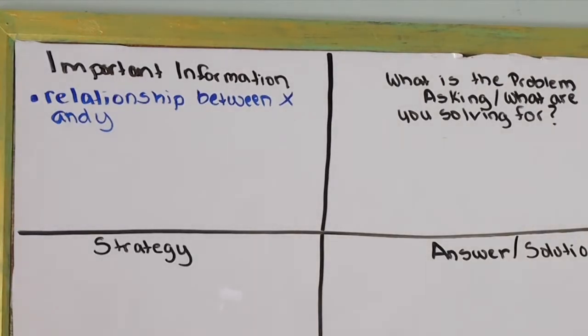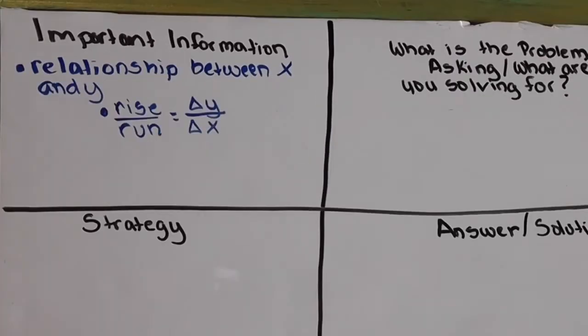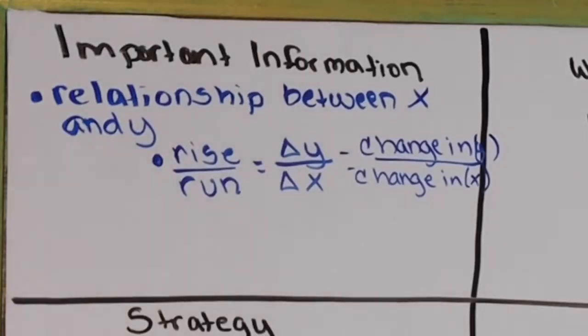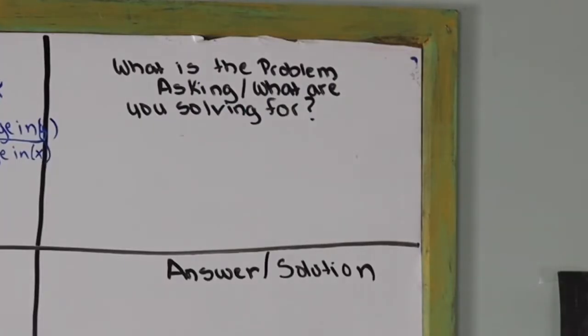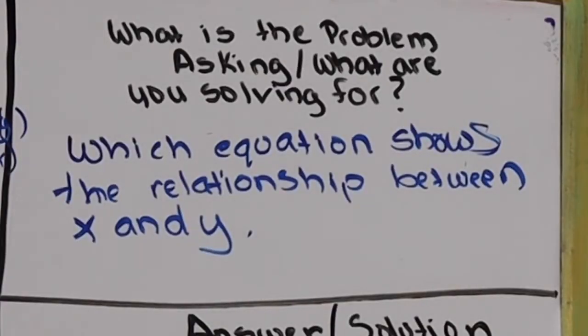The important information is the relationship between x and y. Y, we call that the change in y over the change in x. Change in y over the change in x. What is the problem asking us, or what are we solving for? Asking us which equation shows the relationship between x and y.